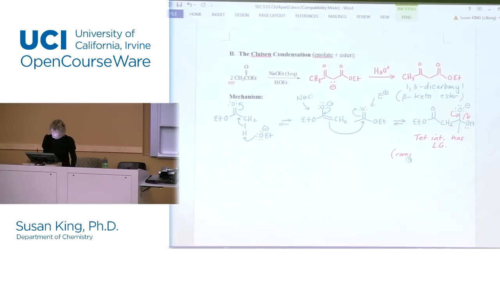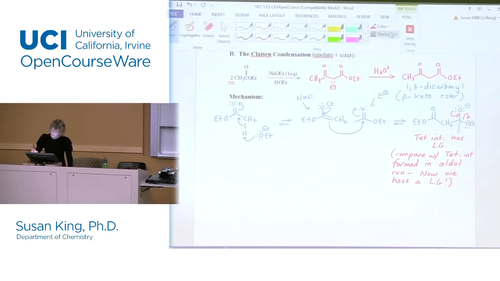So compare with the tetrahedral intermediate that we had in the aldol. And because we're attacking an aldehyde, we don't have a leaving group, right? Because that's a type 1 carbonyl. So compare with the tetrahedral intermediate formed in the aldol reaction. Now we have a leaving group. So this goes all the way back to chapter 20. All right, so that leaving group's going to leave. Then what happens?